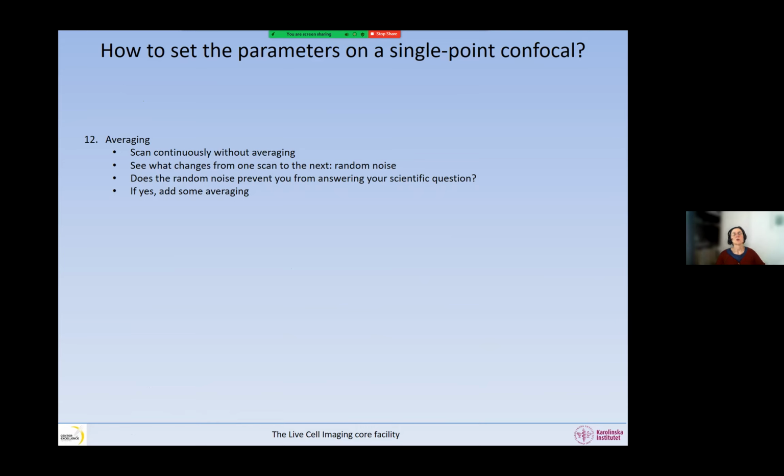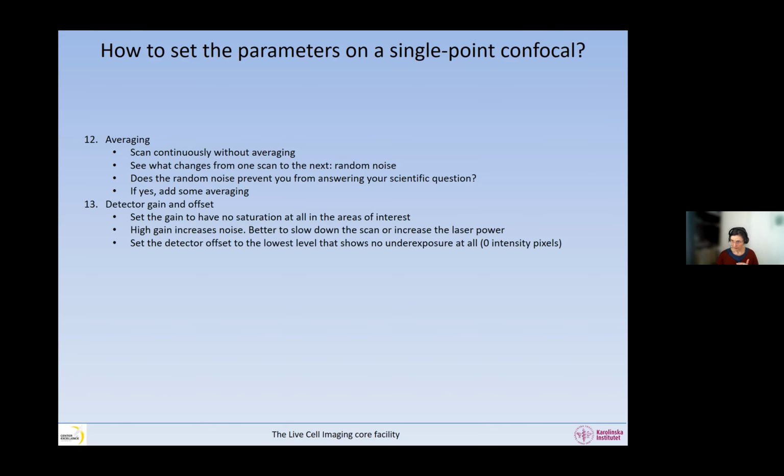All right, so now the next point is that you can choose if you're going to average or not. How to choose if you need to average? You scan continuously. So you take 2-3 scans and you see that the thing that changes from one image to the next is the random noise. So this noise comes all over the image, but randomly. And you ask yourself, does this random noise prevent you from answering your scientific question? If it does, add some averaging and reassess, and so on. If it does not prevent you from answering your scientific question, don't average.